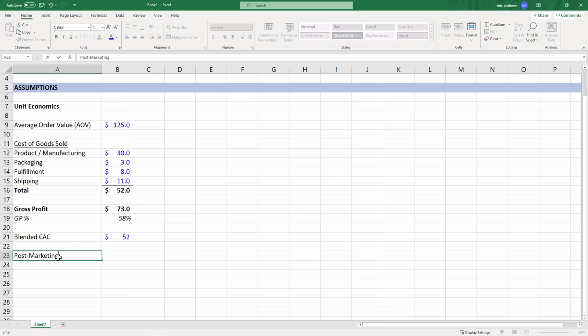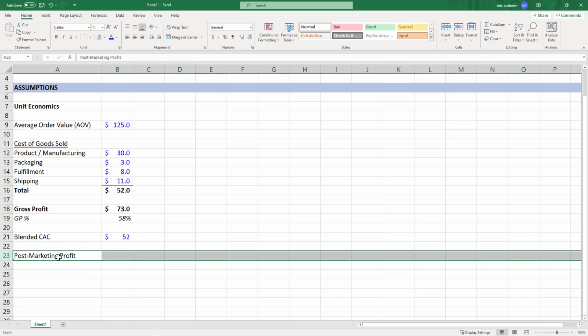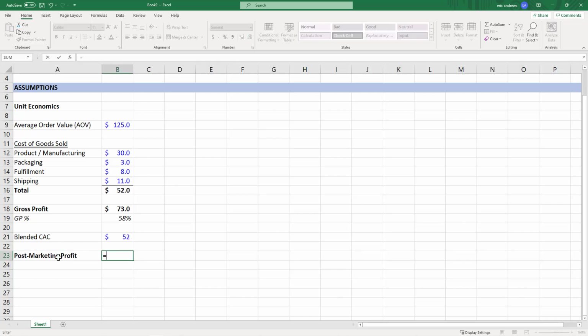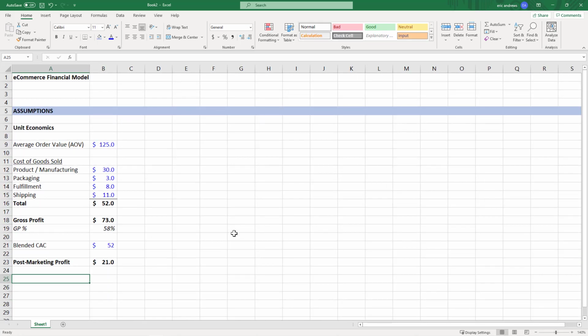So this gives you a post-marketing profit of, let's take a look here, $21. So every time you sell a product and after you do the marketing, you should have about $21 of profit. So what do we do from here?